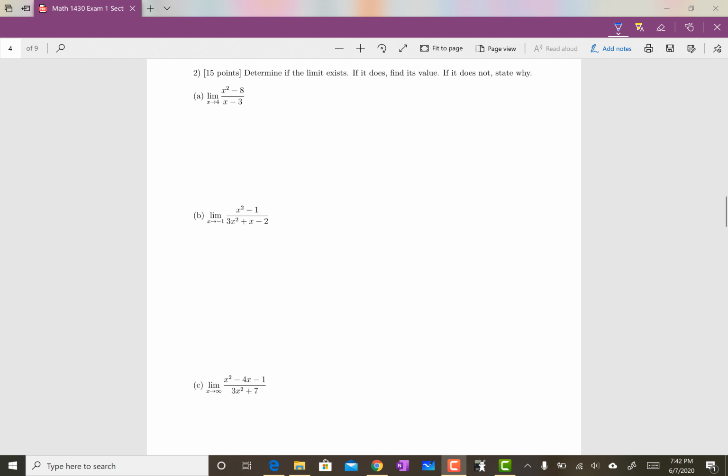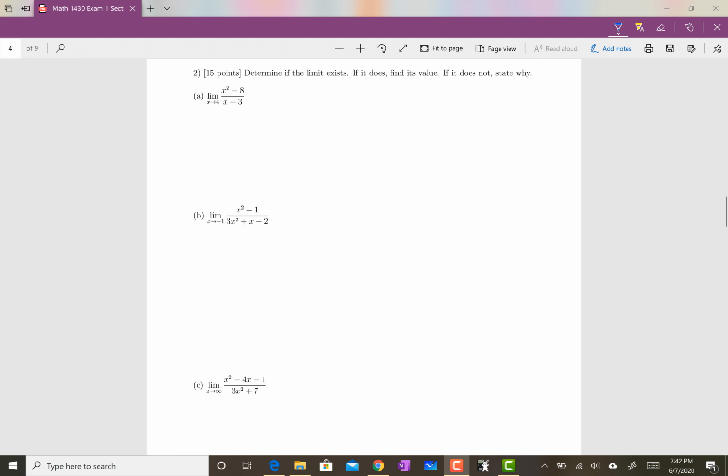So the second problem that I gave my students last semester dealt with actually finding limits algebraically. So for the next example, we have 3 limits. We want to find the limit if it exists and then give its value. If it does not exist, we will state why. So for the very first one, we have the limit as x goes to 4 of x squared minus 8 over x minus 3.